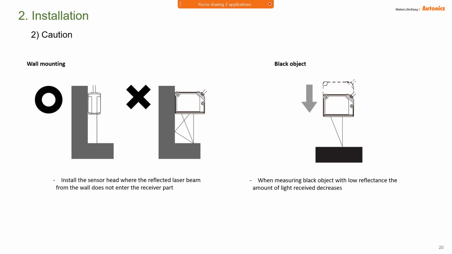This one is also the same. For installation near a wall, you need to consider the wall effect, the feedback effect from the wall, so that the receiver cannot receive the light. This one is for black objects. For a black object, the sensitivity will reduce, so if you measure a black object, you must reduce your distance. Let's say your reference is 100 mm, maybe you reduce it to 70 mm.